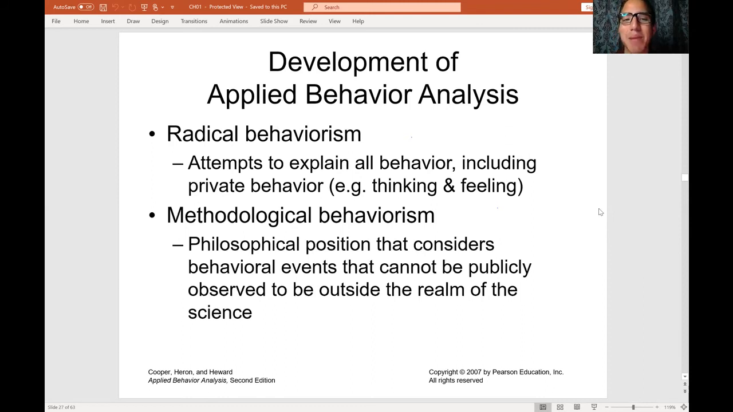Radical behaviorism attempts to explain all behavior, including private behavior, such as thinking and feeling. Methodological behaviorism is the philosophical position that considers behavioral events that cannot be publicly observed to be outside of the realm of the science. So this is very, very important here, to know the distinction between the two. Now, the name radical comes from being thorough and not from being crazy or something like that. I feel like that might be a connotation sometimes, but it is radical because it's thorough.